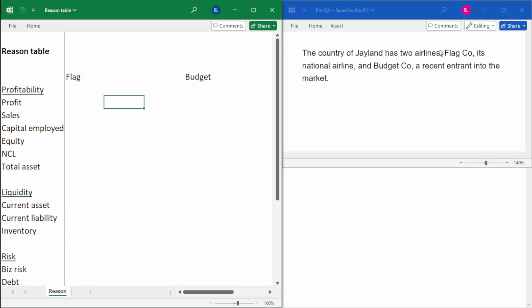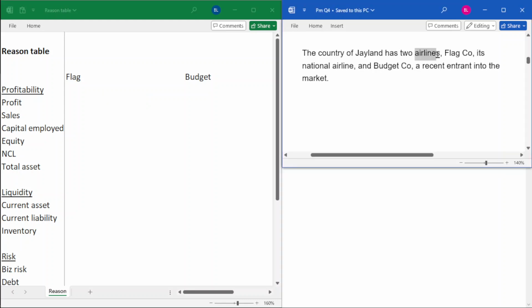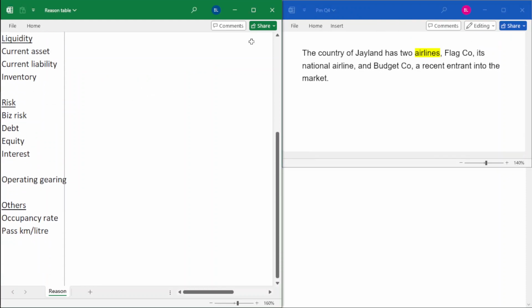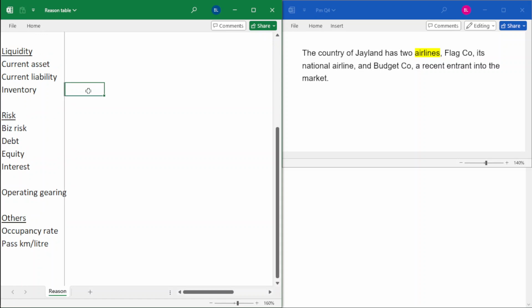So the country has two airlines. Airlines can be, let's say, inventory. Since airline is a service industry, the inventory may be negligible, because it's service, right? For product, there is inventory. For service, maybe there is no inventory. Not sure.